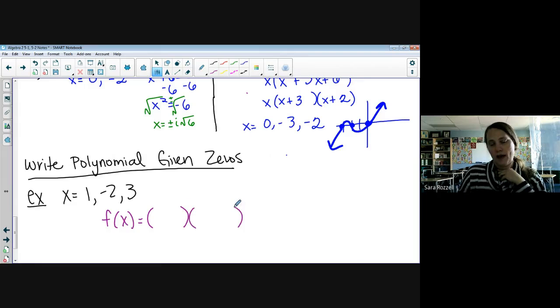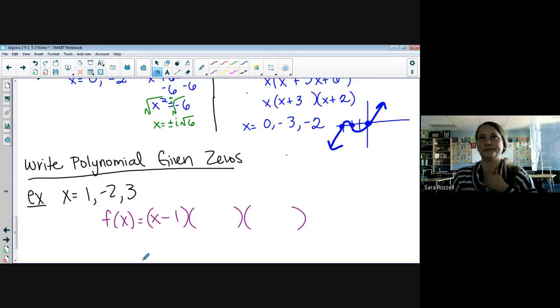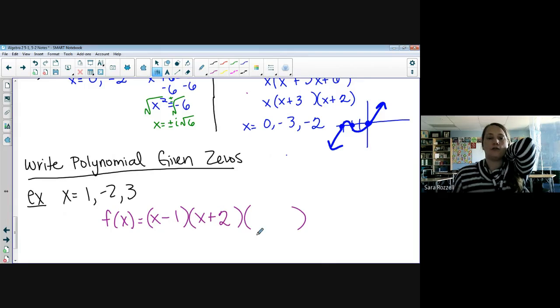So think about working backwards. If I wanted 1 for my first solution, what needs to go in my first set of parentheses? X. I want +1 for my first solution. So what needs to go in here? X -1. Because if you had X -1, remember to switch your sign, you would have the +1 for your solution. What's going to go in your second one? X +2. And in our third would be X -3.